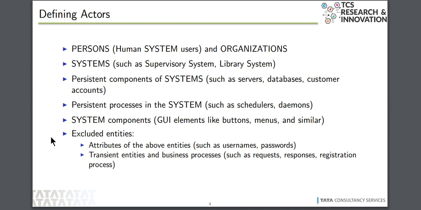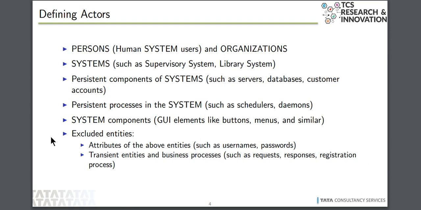But an interesting set of entities which is excluded from this definition is as follows. They are the attributes of the above entities, such as usernames or passwords for, say, customer accounts. They are not considered as actors, the usernames and passwords. Similarly, transient entities and business processes are also not considered as actors, such as requests, responses, or the registration process. So these are not considered as actors. This is the kind of definition that we have in our work.